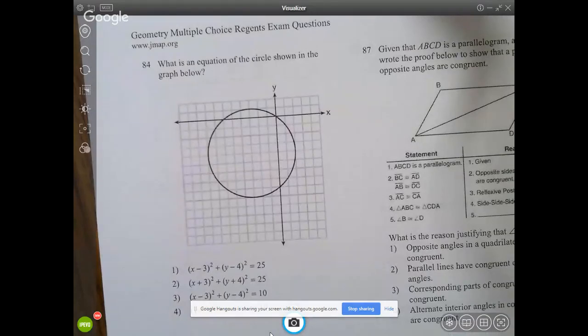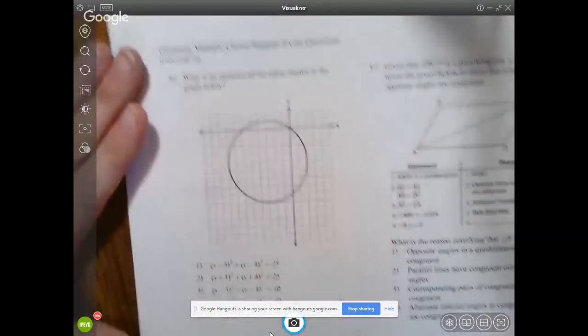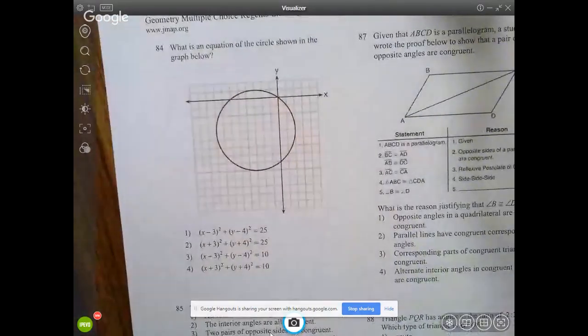Thank you. We're on page 16, question 84. We've done a lot of circle problems today, so let's see what else we got. It wants us to determine the equation of the circle based on the graph. Some people have a hard time figuring out where the center of the circle is.